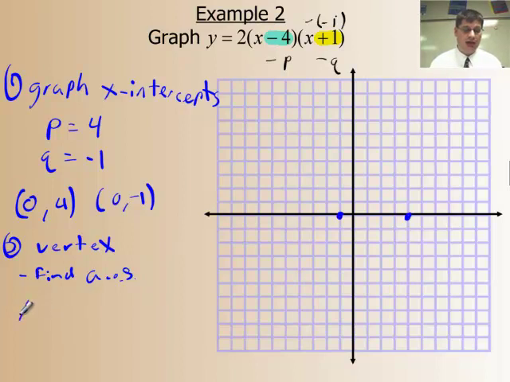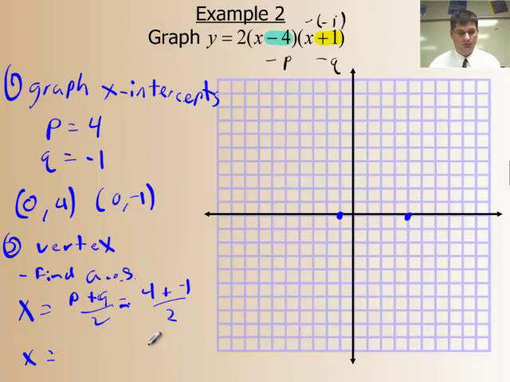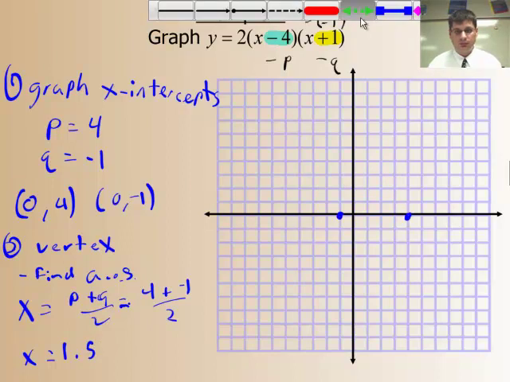So it's x equals, remember it's a vertical line, P plus Q divided by 2. So P, which is 4, plus negative 1, divided by 2. 4 plus negative 1 is 3, and then divide that by 2, so it's going to be 3 halves, or 1.5. That's the equation of the axis of symmetry.